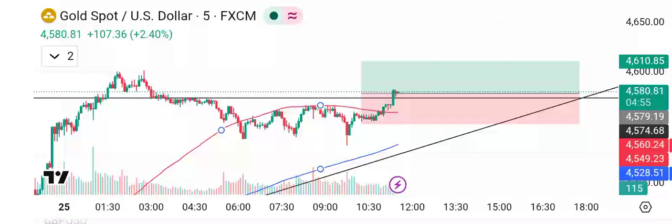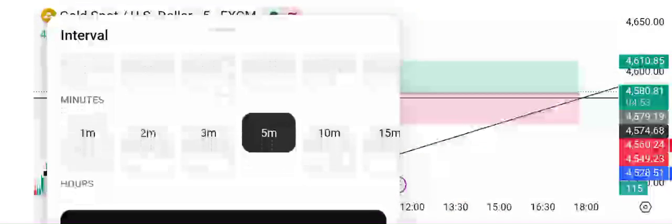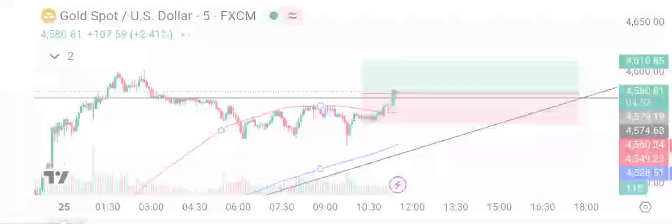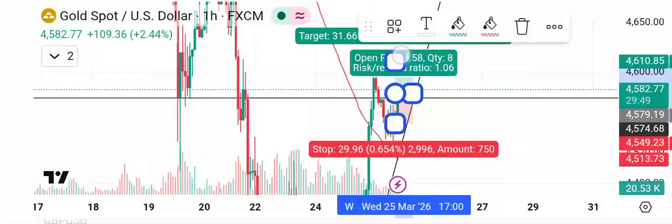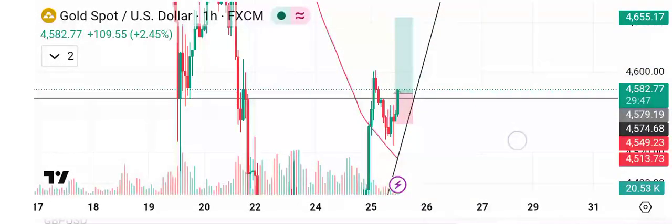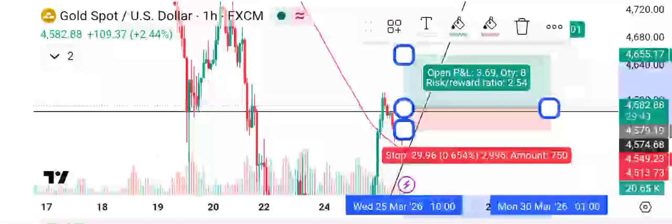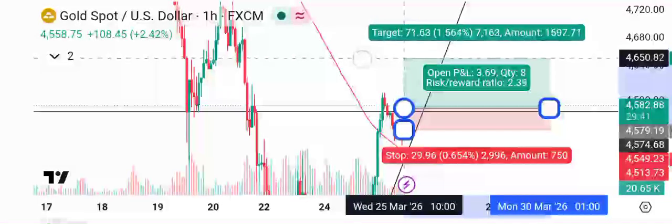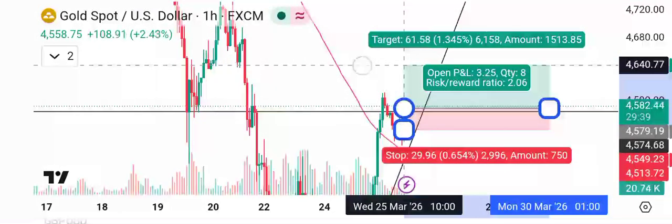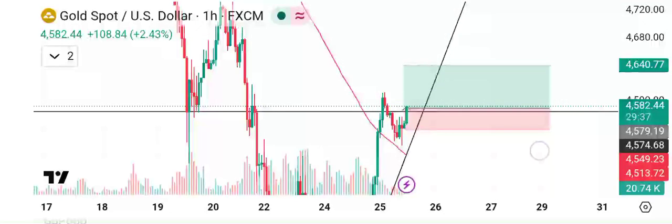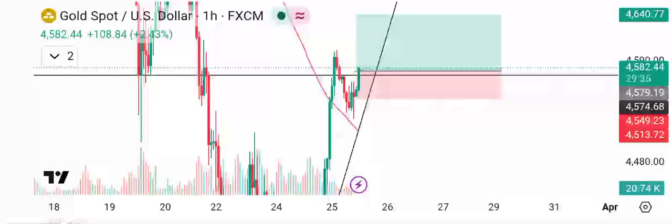Let's go to the 1 hour time frame so we can have a better view. We are targeting 1:2 to the upside. Okay, this is a 1:2. We are exiting early because this is a correction phase. Let us see how this is going to play out now.